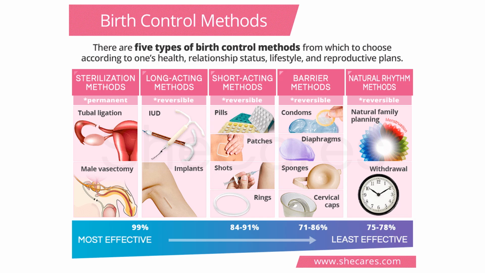And then the very last section of this slide, all the way to the left, are sterilization methods. These are irreversible and most effective. For females, it's a tubal ligation, and for males, it's called a vasectomy. These would be permanent and irreversible, but they are most effective.